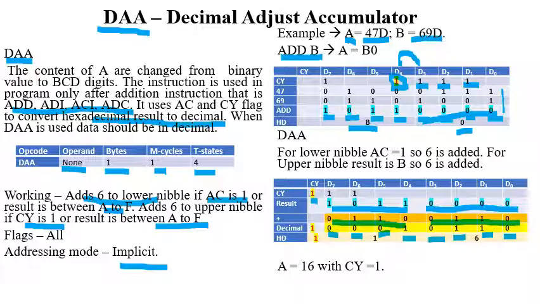Convert the result back to hexadecimal value. 0 0 0 1 corresponds to 1 and 0 1 1 0 corresponds to 6 with carry flag 1. So the complete answer is 116, out of which 16 is stored in accumulator and 1 is stored in carry flag. When we add 47 and 69 in decimal, the value is 116.